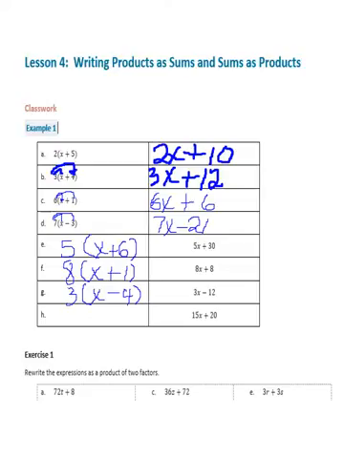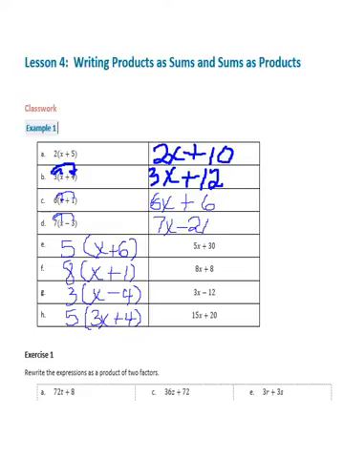15x and 20, it's a little different. What do they have in common that I could factor out? We have a 5 that I can factor out. 15x divided by 5 leaves me with 3x plus 20 divided by 5. I have a 4 left over.